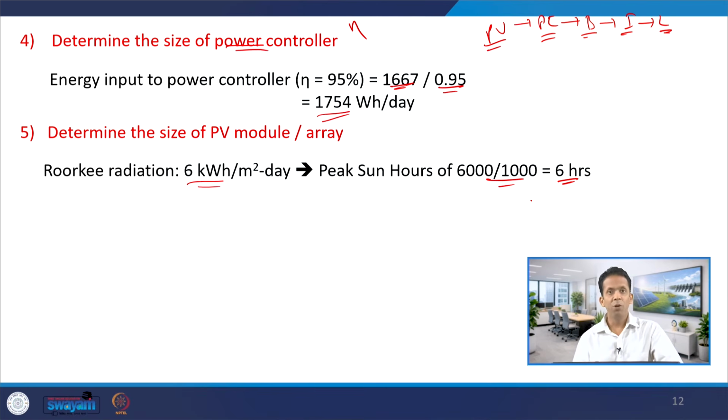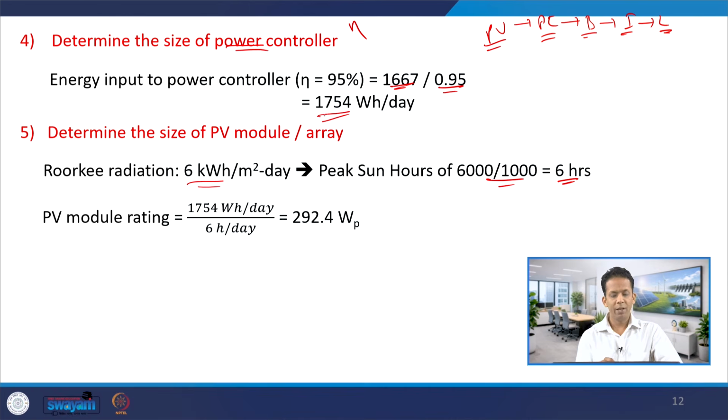The PV module rating would be total energy input upon peak sun hours. This is 1754, which is going to be fed to the power controller. So this is going to be the output from the PV panel. This PV module output of 1754 upon peak sun hours gives us a PV module rating, which comes out to be 292 peak watt.